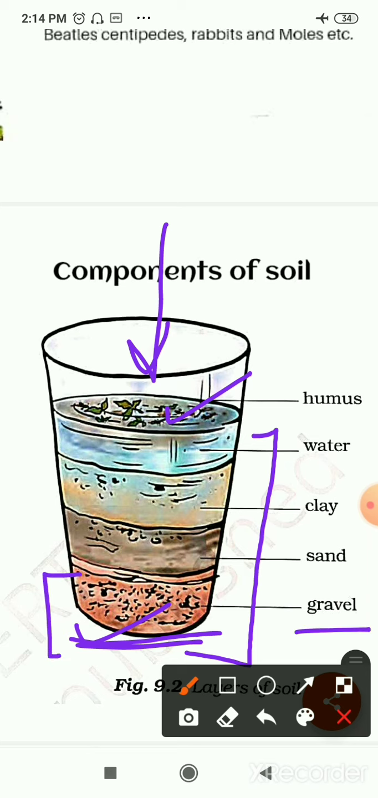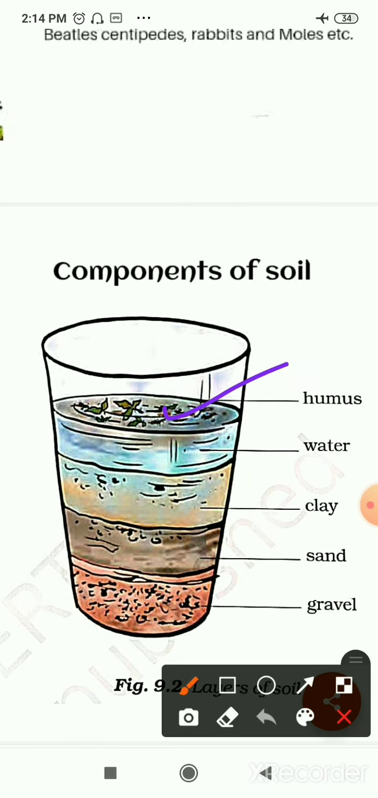Okay? These are the gravels. And the layer above it consists of the sand particles. This layer is of sand particles. And the layer above it is clay particles. Above that, a layer of silt is distinctly seen, followed by the layer of turbid water. This upper layer is the turbid water, and the topmost layer, the uppermost one, has the lighter particles of humus.